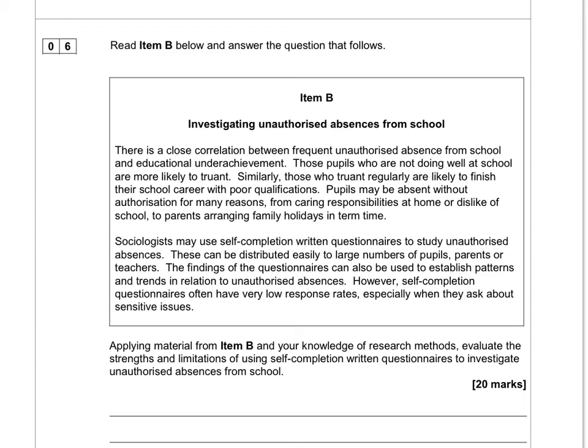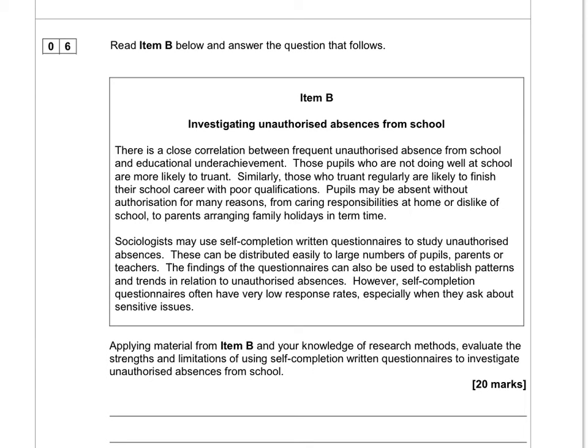So pick out your PET issues if you can from that final paragraph. The fact that they're talking about how easily it is to distribute written questionnaires to pupils, parents and teachers, that's obviously a practical issue. And the fact they're mentioning that questionnaires can establish patterns and trends, that's clearly a theoretical issue, because that's what positivists look for. They want to find patterns and trends.